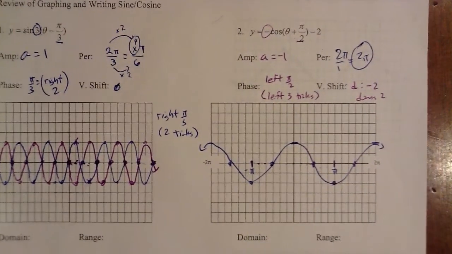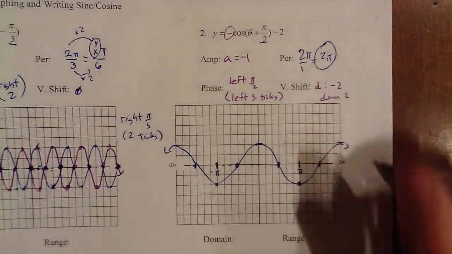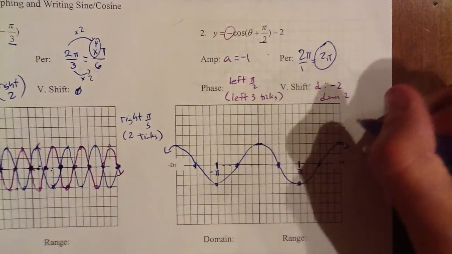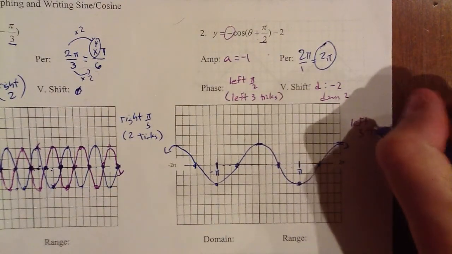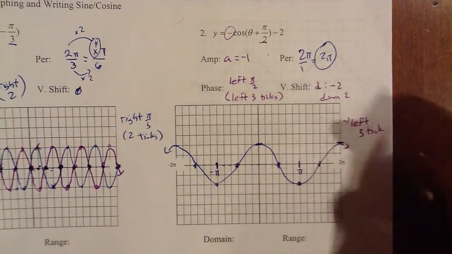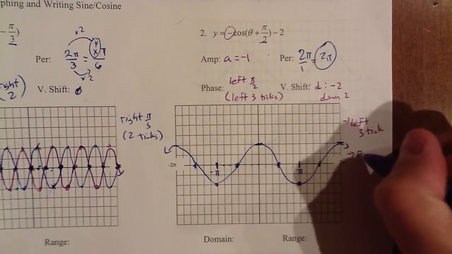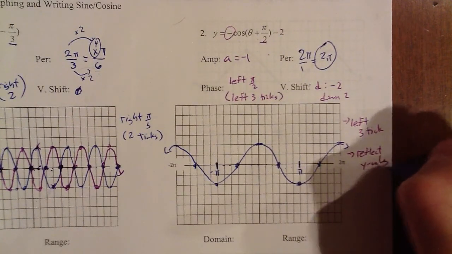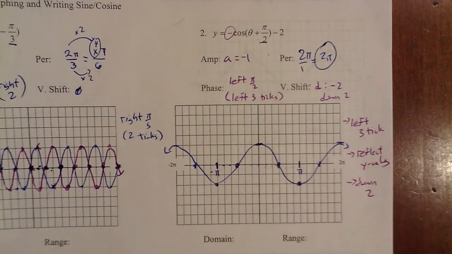Now, just like our transformations earlier, just going to list them out in order. Always start with the inside first, it's order of operations. So this says to go left 3 ticks first. That's my first step. Next, take my y values and reflect them. And then we're going to go down 2 units.